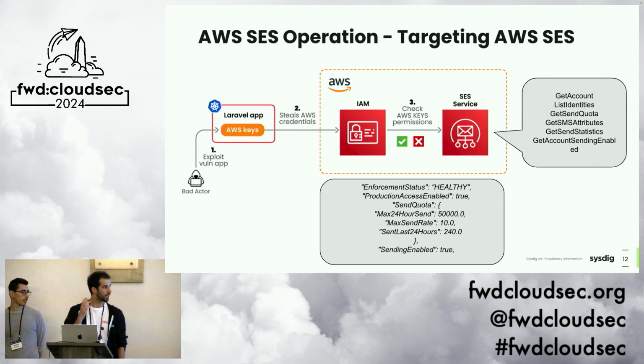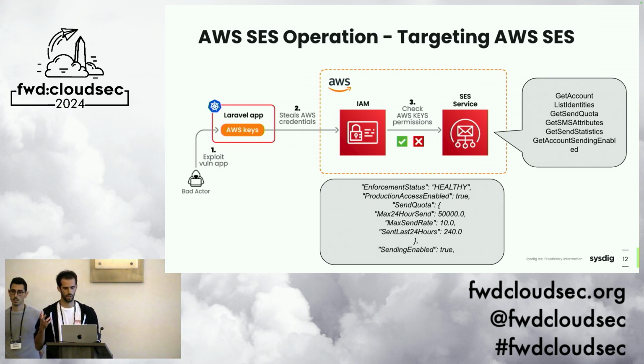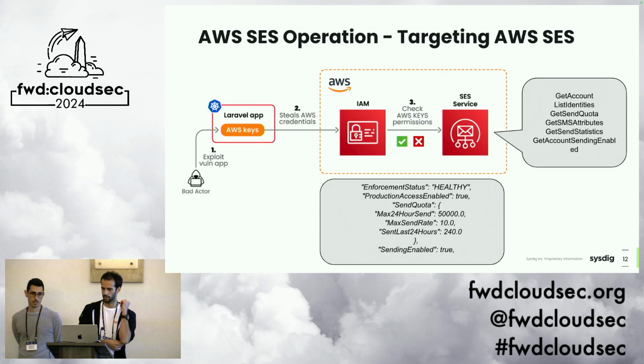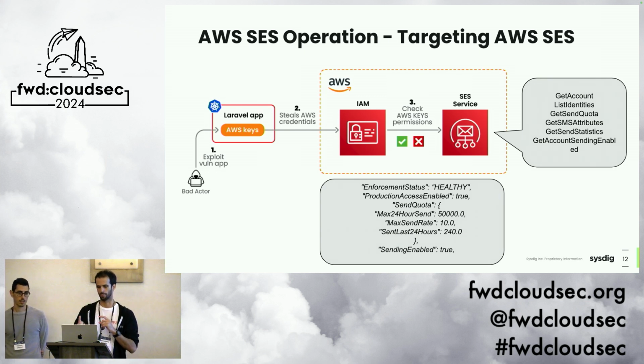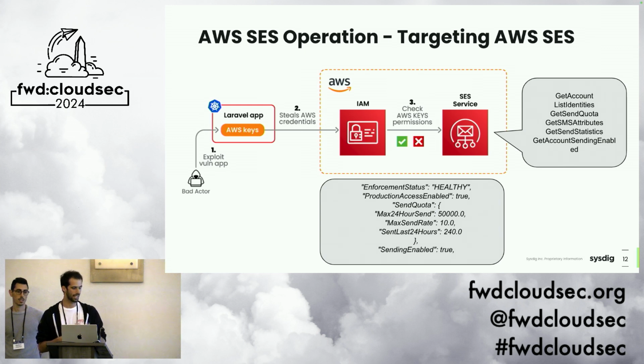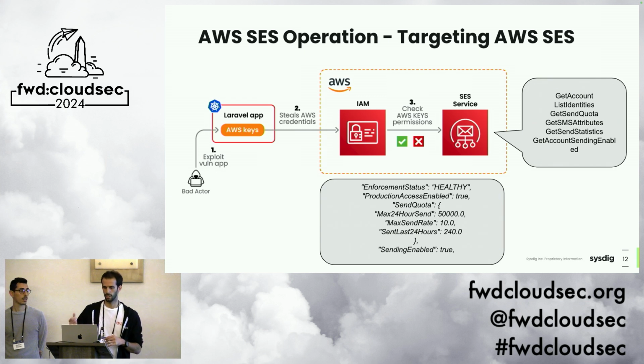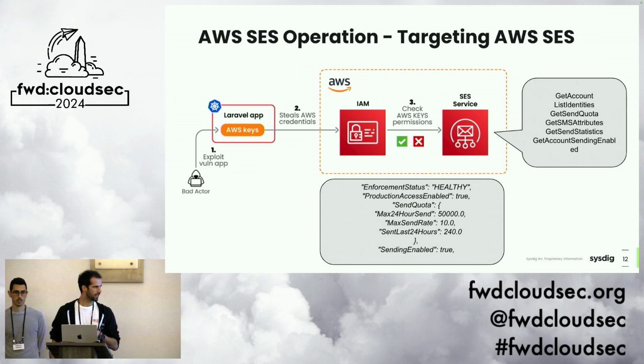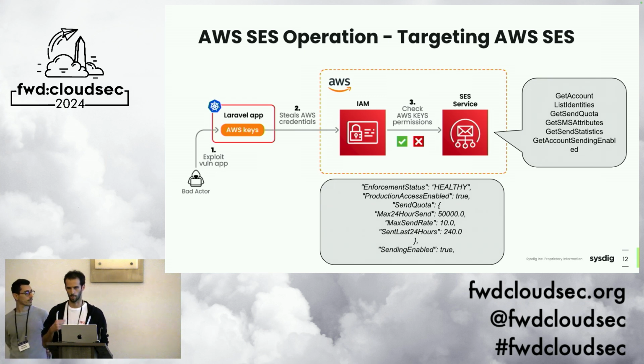On the right, you can see the most commonly used APIs to gather this kind of information. For example, the first one is the most common, GetAccount, because it returns a lot of useful information for attackers. For example, it returns whether production access was enabled or not. It returns the status of the sender reputation, which in this case is healthy, which means that likely the emails will land directly in the inbox of the recipients, as well as the quota limit, which in this case is the default one for production access. And the last field is whether the account is enabled to send emails.